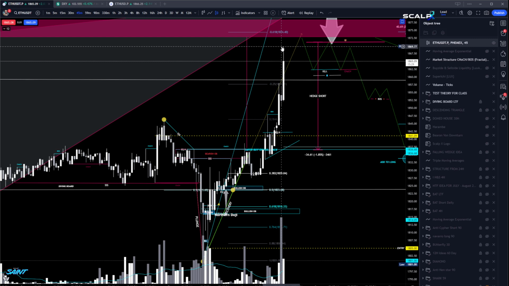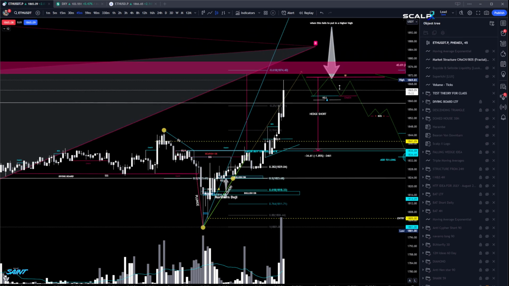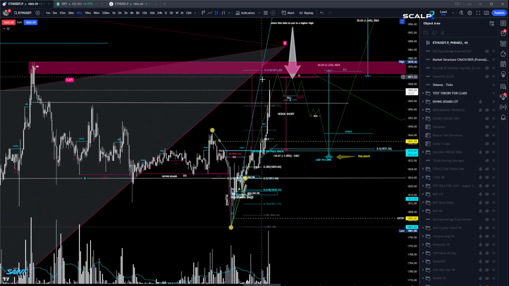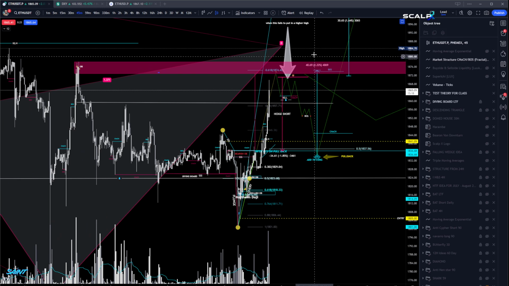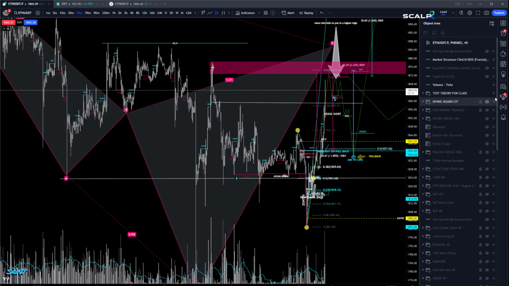69, 70. Yeah. I really think this order block can get hit. It's got way too much confluence in this area. Yes, it's in the middle of the range. Yeah. So let me take this off real quick.